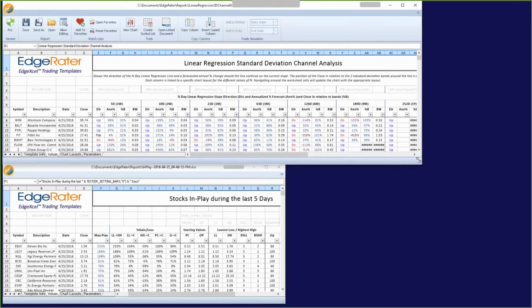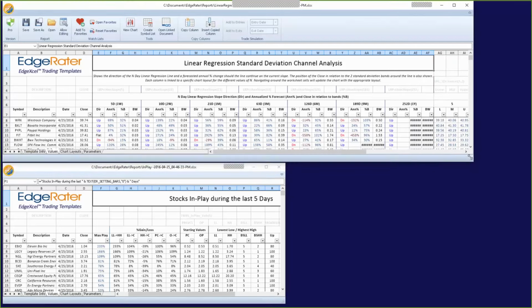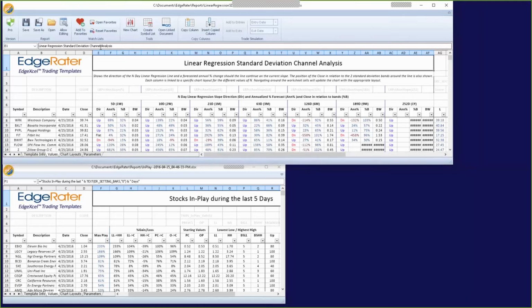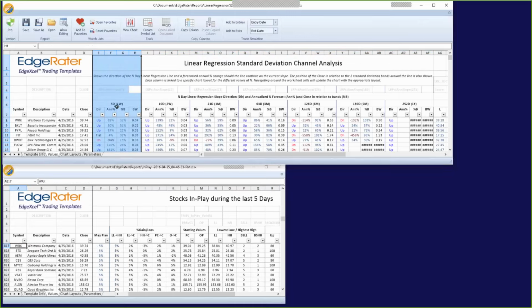Let me expand that up a little bit. It's actually got several groups of columns. So column E through H is your 5-day linear regression. Columns I through L is your 10-day regression, and so on all the way through to 252 days for this set of columns up here. So that's a 1 year. 252 trading days is about 1 year.